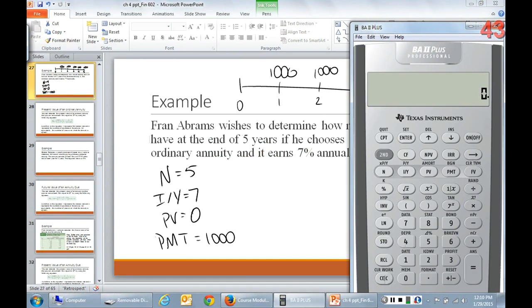First step is to clear the time value of money. So N is 5. The interest rate is 7. The present value is 0. The payment is $1,000. And we want to know what the future value is. So we compute future value. And we get $5,750.74.